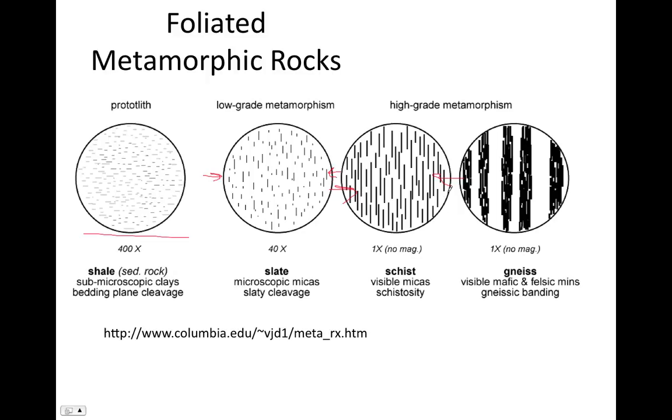And if it's squeezed even more, at the highest grade of metamorphism, the micas break down into different silicate minerals, and the ferromagnesian silicates segregate into bands and separate from the non-ferromagnesian silicates, which segregate into their own bands. And this is the gneissic texture, which forms from the highest grade of metamorphism.